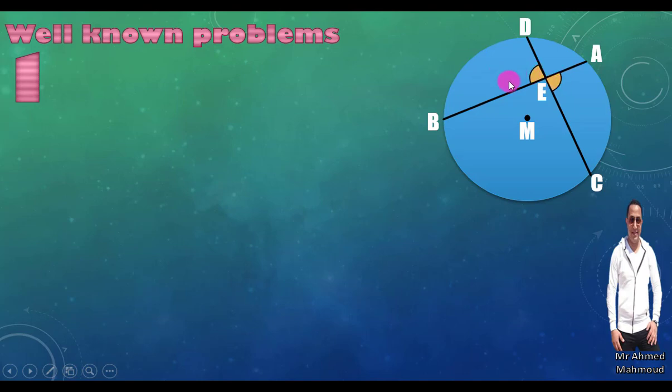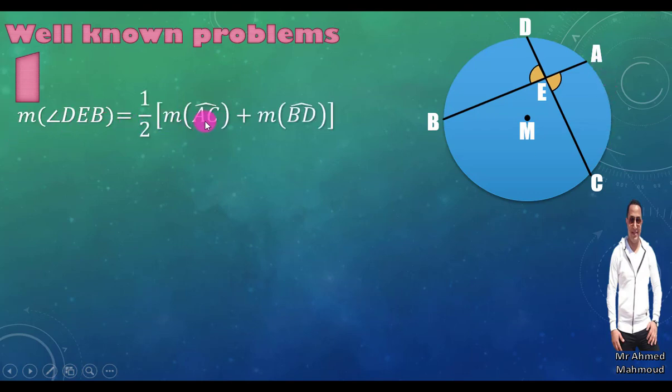Now, by using the circle, we can find the measure of angle DEB, which is equal to half the two subtended arcs DB and AC. So angle DEB equals half the measure of arc AC plus the measure of arc BD. AC and BD again, the two subtended arcs.